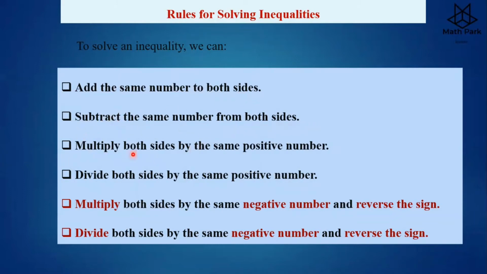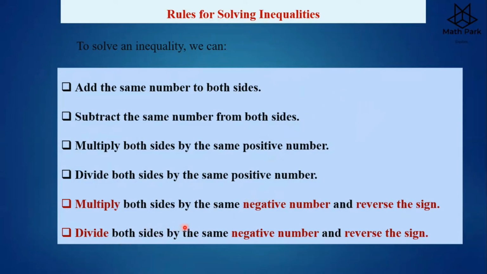We can multiply both sides by the same positive number. We can divide both sides by the same positive number. The last 2 points are very important. When we multiply both sides by the same negative number, the inequality will reverse. The sign will reverse. That is, the greater than or equal to becomes less than or equal to, or less than becomes greater than.